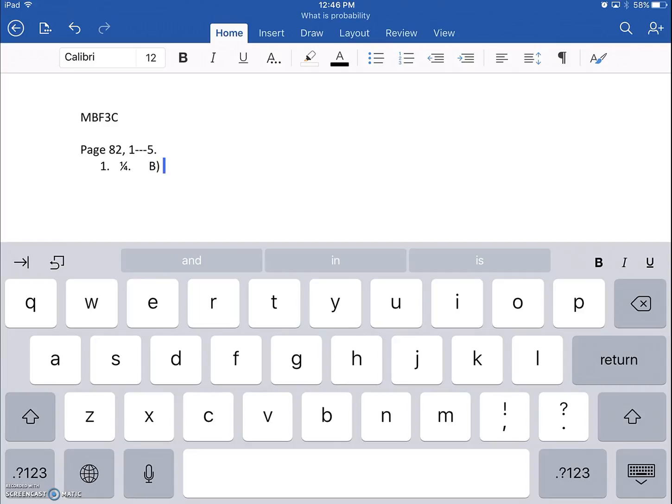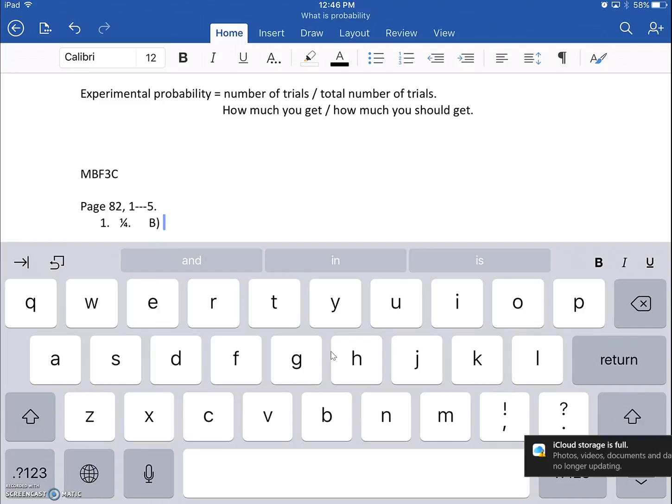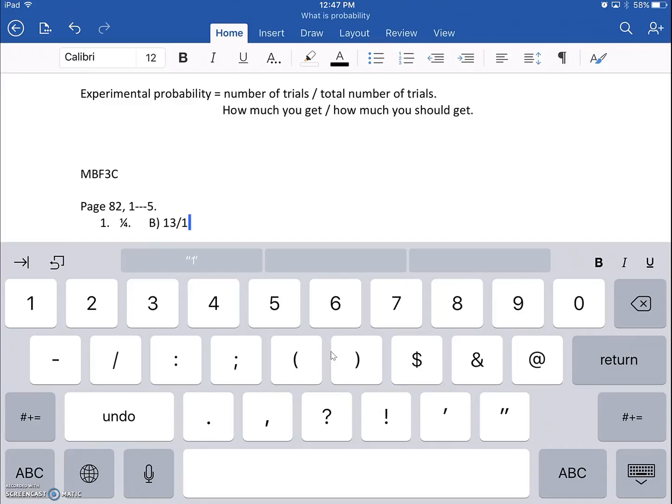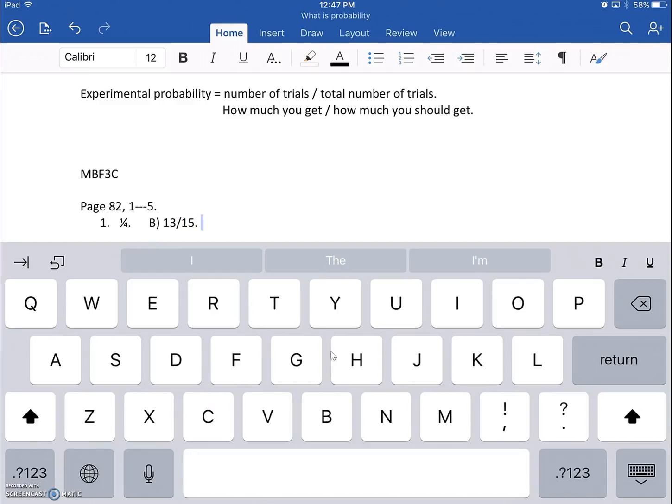Well, the easiest one, because remember the experimental probability is how much you get over the total of how much you should get. See, just right up there. How much you get over how much you should get. So there are 13 times, and there are 15 trials in total. So 13 over 15. Here comes the answer.